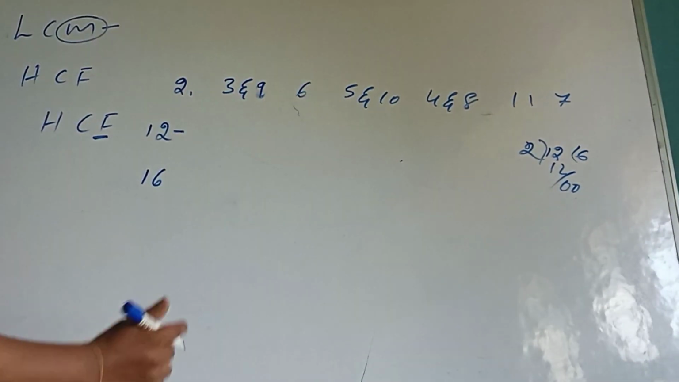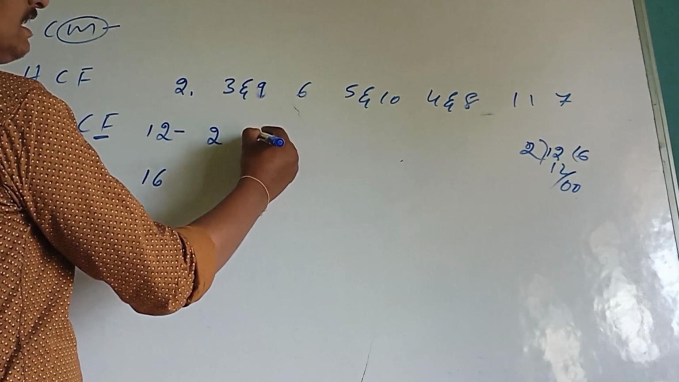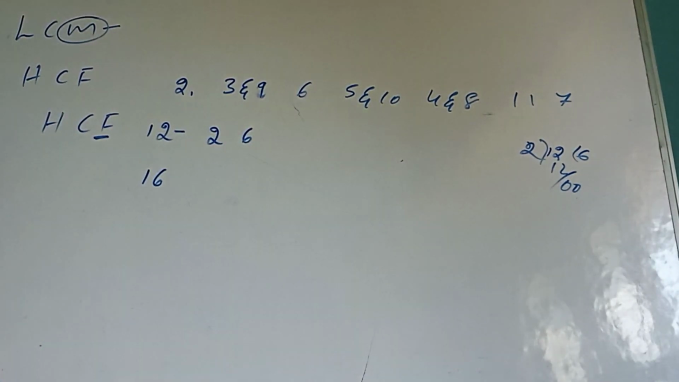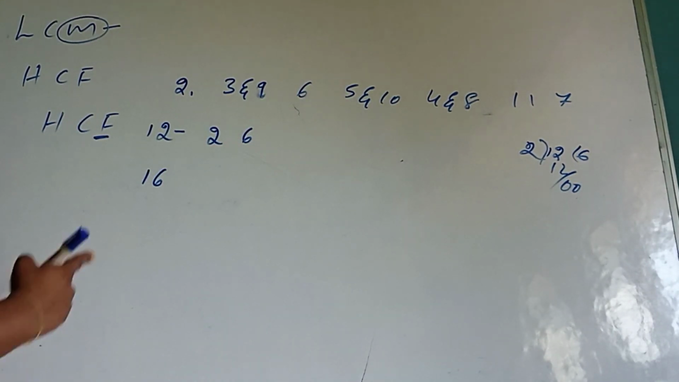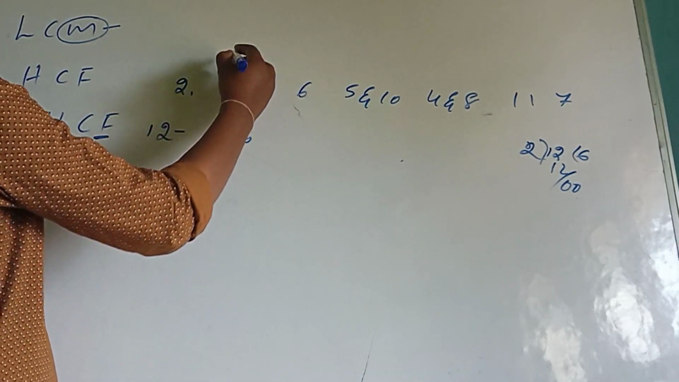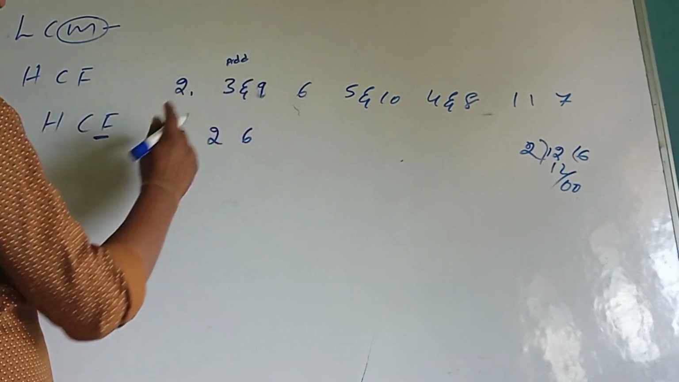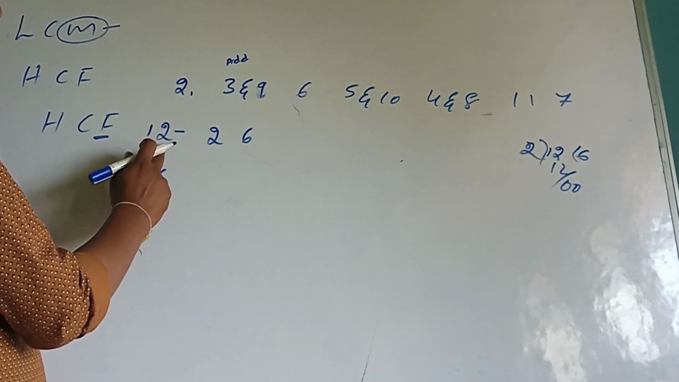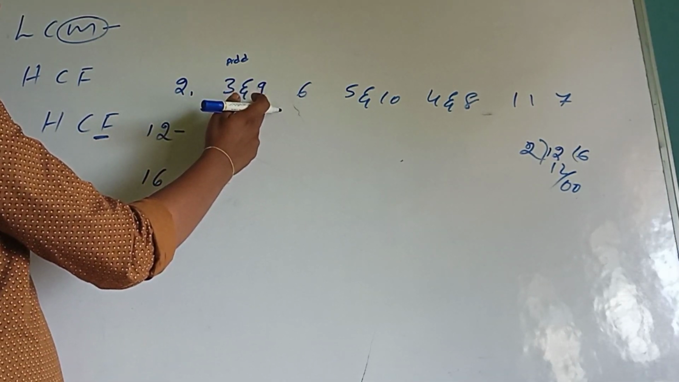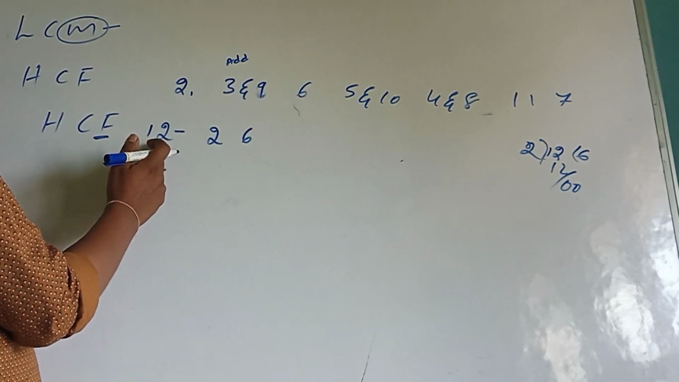So factors are 2 and 6. It is divided by 3 and 9. How to check? 1 plus 2. So what is the rule? Add it, okay? So 1 plus 2 is 3. 3 comes in the 3 table. It is not in the 9 table. So that is the reason 12 is only divided by 3.